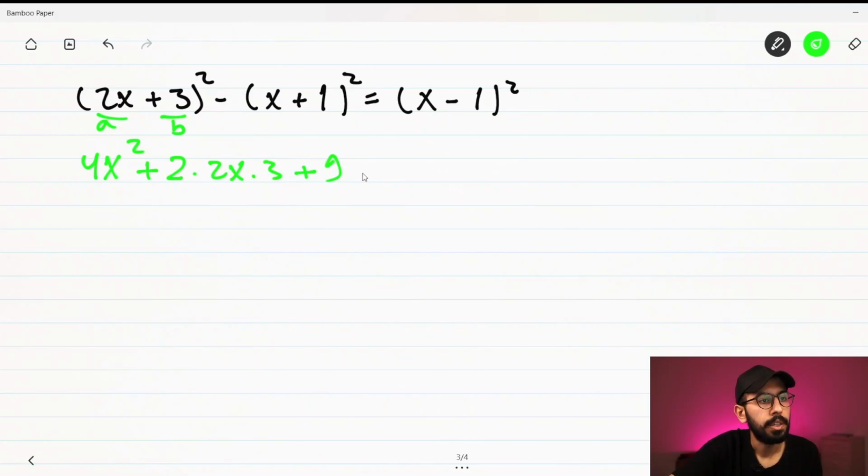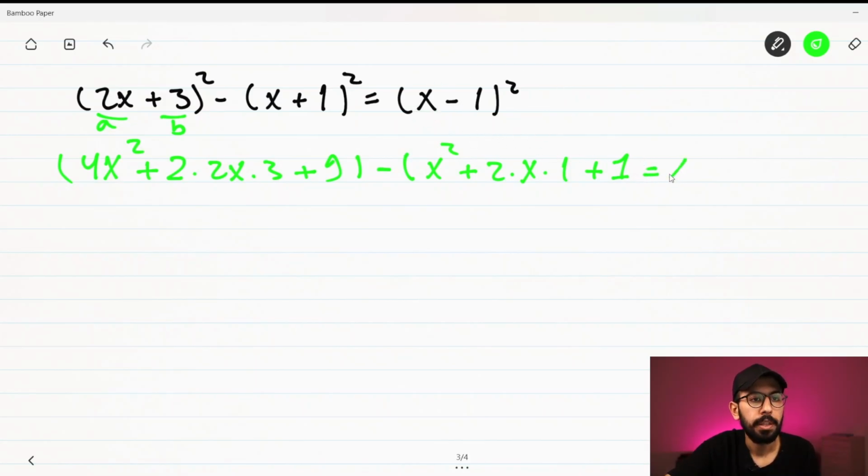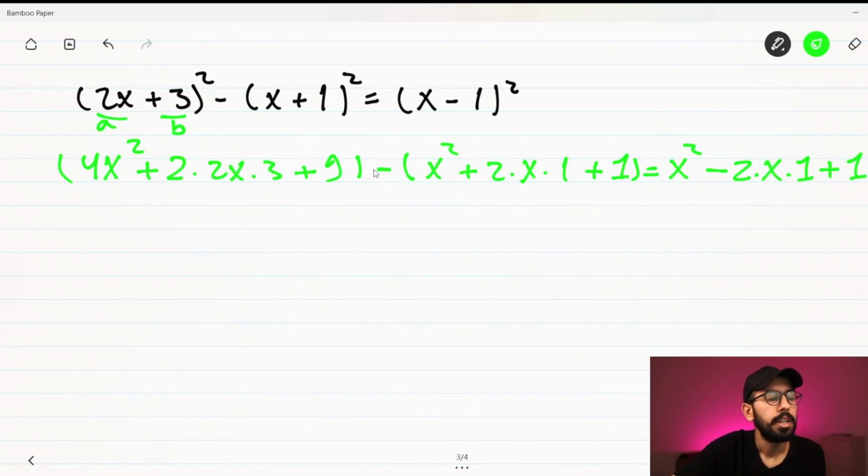And then we put that like that. We have minus the same thing here, x squared plus 2 multiplied by x and by 1 plus 1 squared, which is 1, and it will be equal to the same here, x squared, but we need to put here a negative, 2 multiplied by x and by 1 plus 1 squared, which is 1. Now we need to multiply this minus inside the brackets.